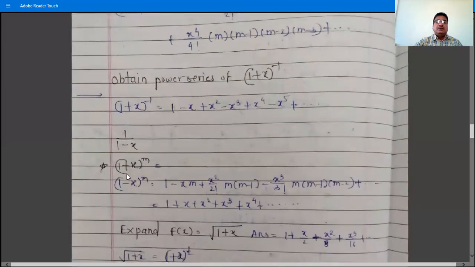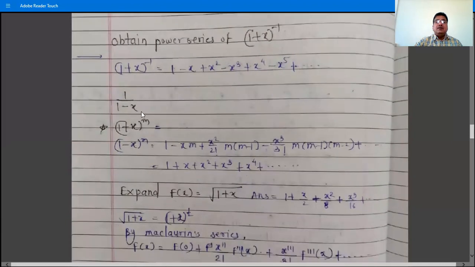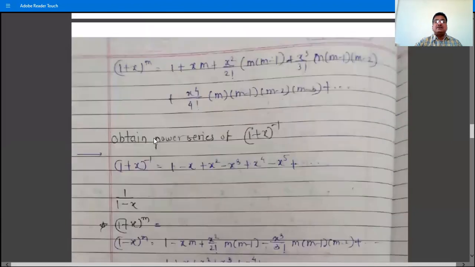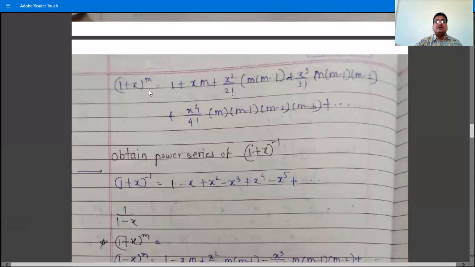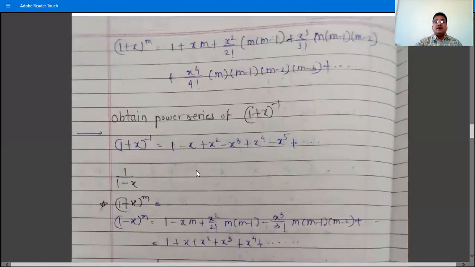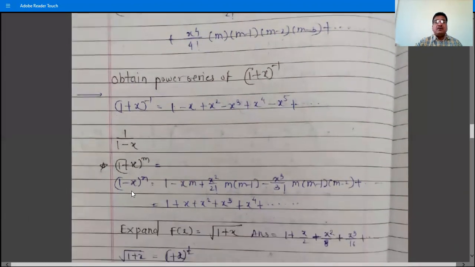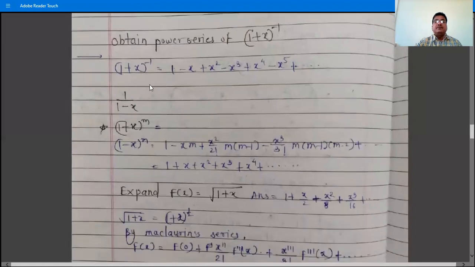Now the expansion of (1 - x)^m: just substitute x as -x. So we have the term 1 - mx. The term with -x squared becomes +x², so this term is as it is, then this term with x³ becomes minus x³. So this is the expansion of (1 - x)^m. And if we obtain (1 - x)^(-1), then we have this.